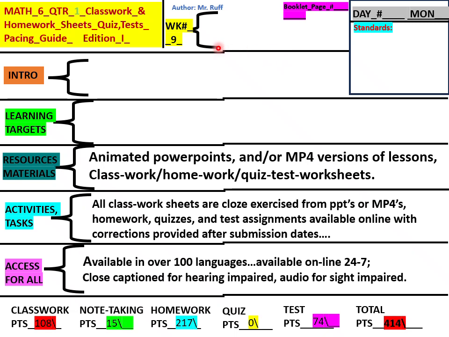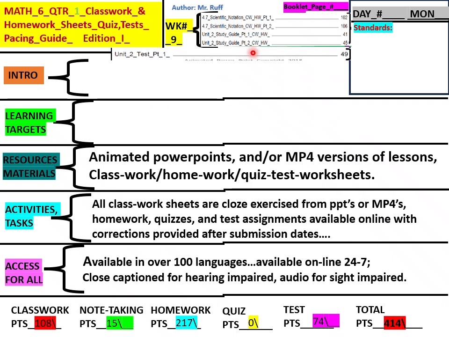And then going in here to Week 9, Math 6, Quarter 1, Week 9. This is your lesson plans for Week 9. And we start out here at 4.7 Scientific Notation, Classwork Homework Part 1. 4.7 Scientific Notation, Classwork Homework Part 2. And then Unit 2 Study Guide, Part 1 Classwork Homework. And then Unit 2 Study Guide, Part 2 Classwork Homework. And then our final test here is the Unit 2 test, Part 1.